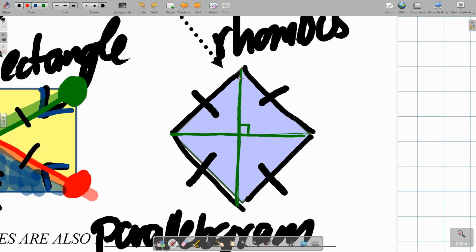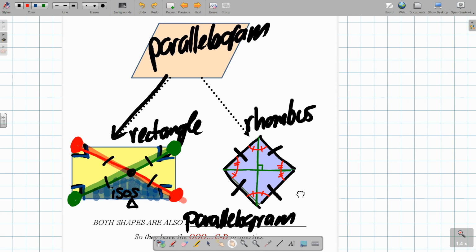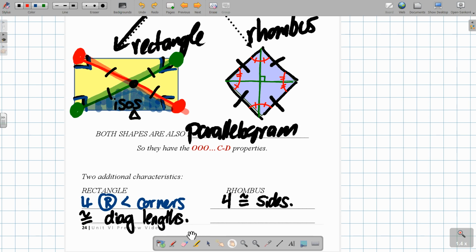Also, those diagonals bisect the corners. This only happens in a rhombus, not a rectangle. The diagonals bisect the corners. So you have two additional qualities in a rhombus. The diagonals are first perpendicular, comma, they also bisect the corners.